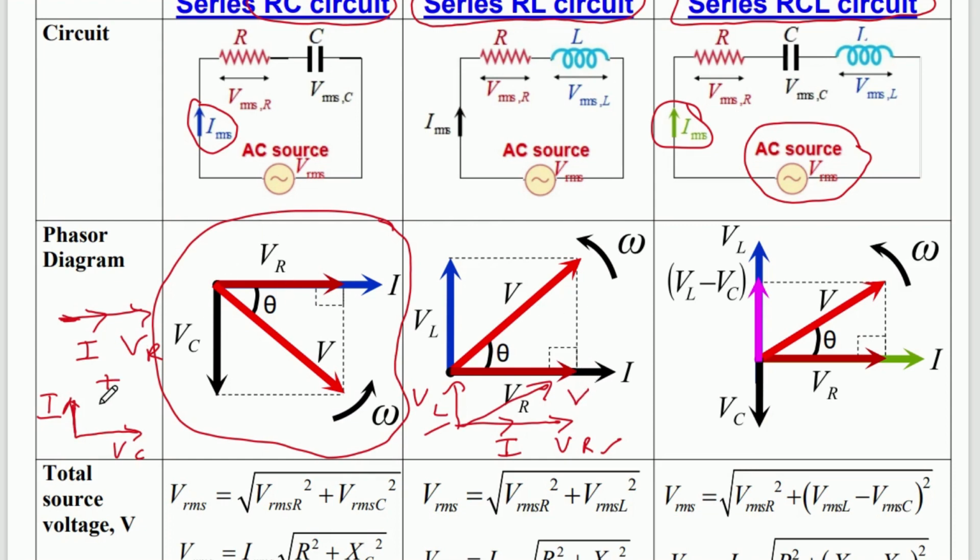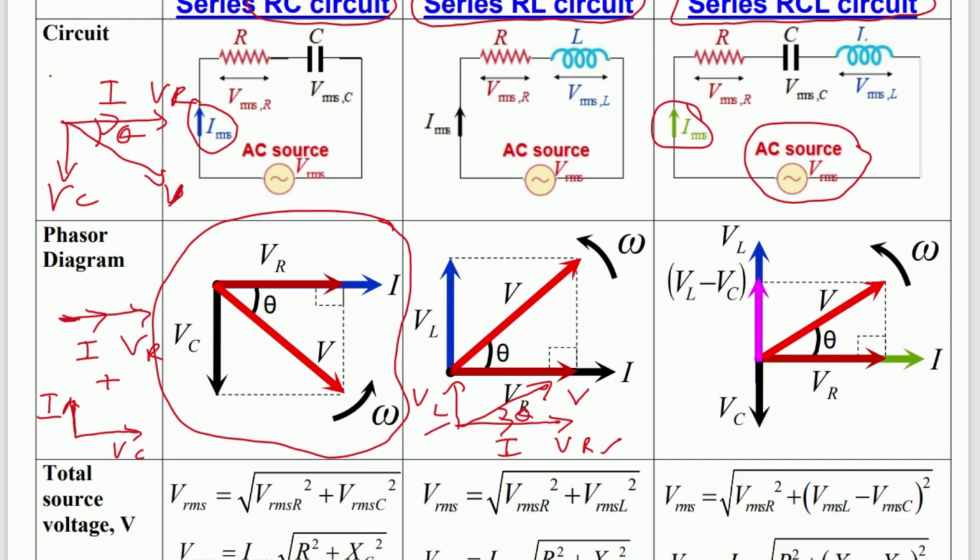And then for the RC circuit. This is the phasor diagram for the pure resistor, and this is the phasor diagram for the pure capacitor. Current leads voltage, and the resultant should be here. So this is the total voltage. Then here is the phase angle. So that is how we draw the phasor diagram for the RC circuit.